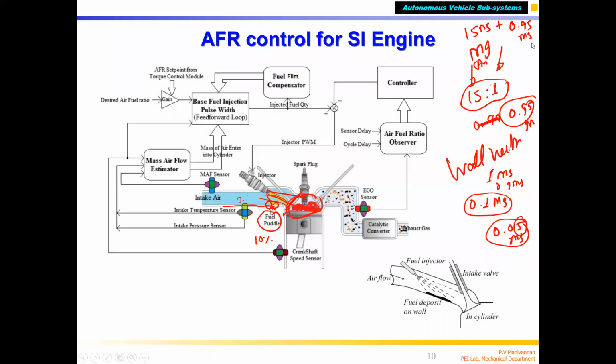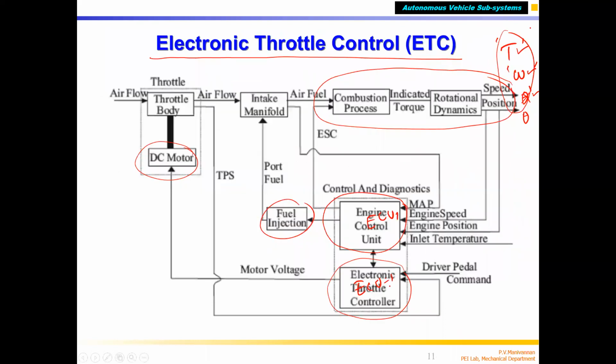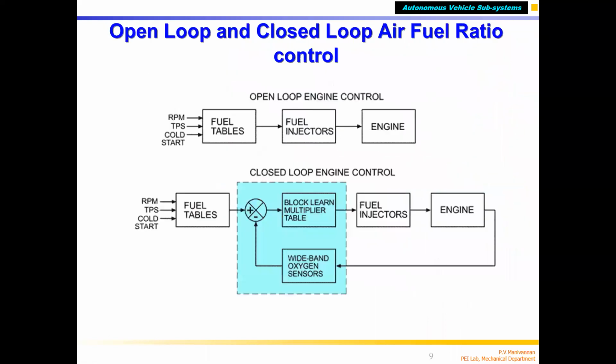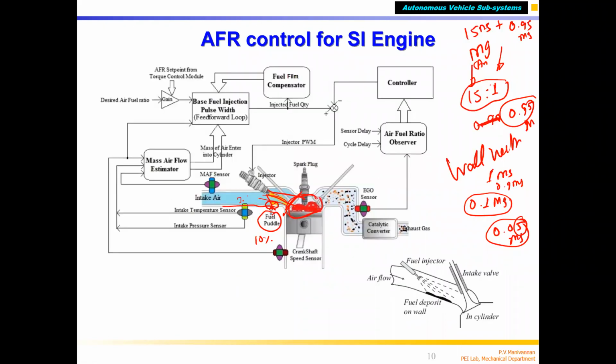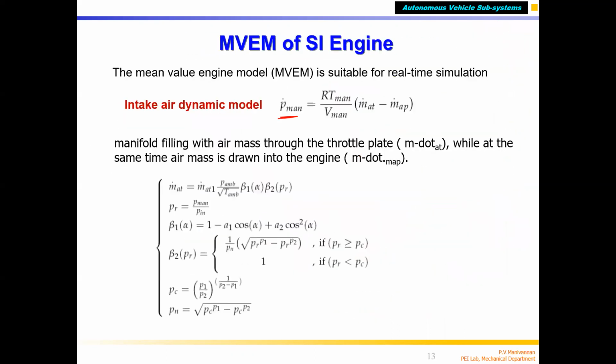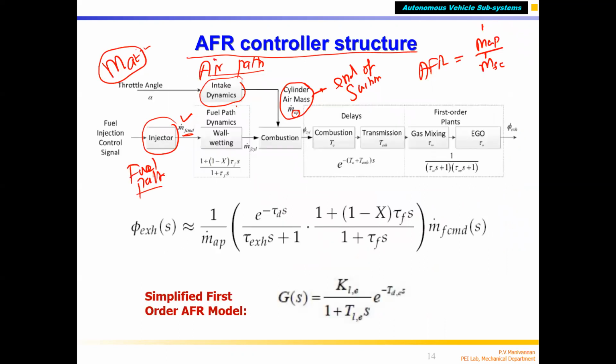So the actual air-fuel ratio is not 15. It will be higher, and higher means it will be lean. It may be 16:1, correct? So that means next time you have to change, correct? Dynamically you have to change the fuel quantity to consider the valve wetting phenomenon. That can be done using this equation. So this is the equation.